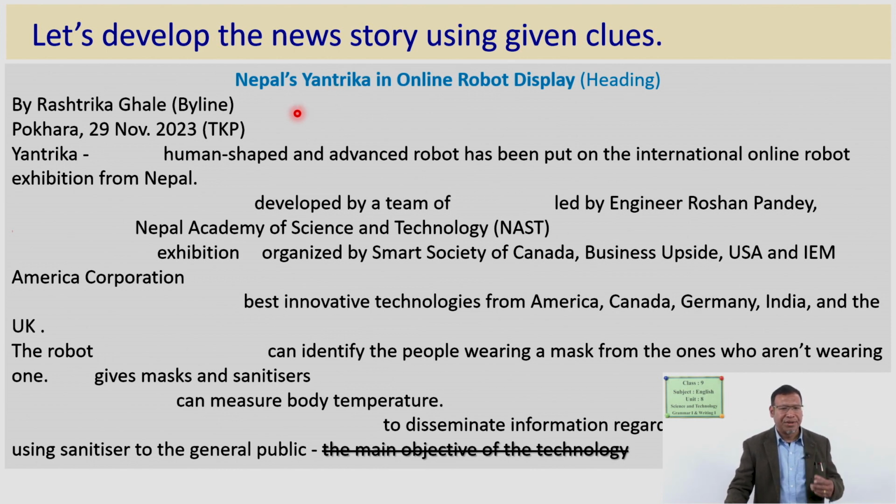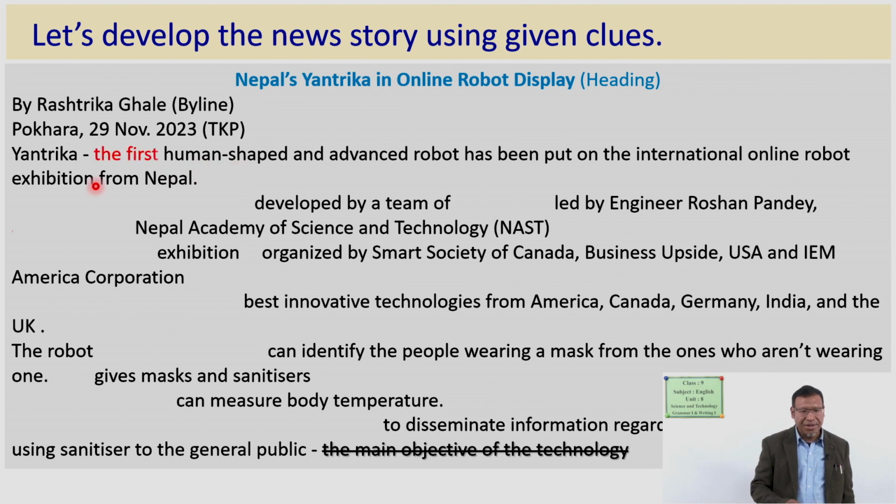Now, Yantrika, the first human-shaped and advanced robot. I just used the word first. Here you can also use a relative clause. Yantrika, which is the first human-shaped and advanced robot, has been put on the International Online Robot Exhibition from Nepal. All right, that's it.